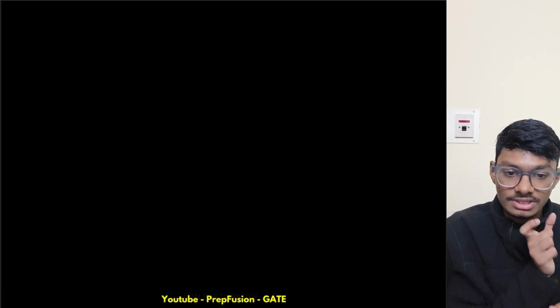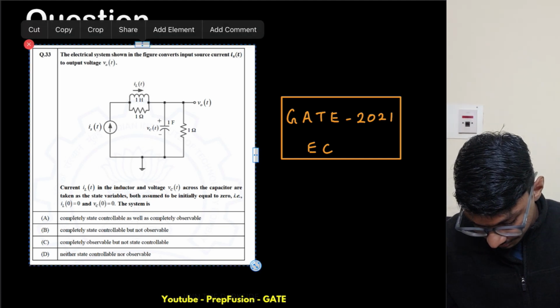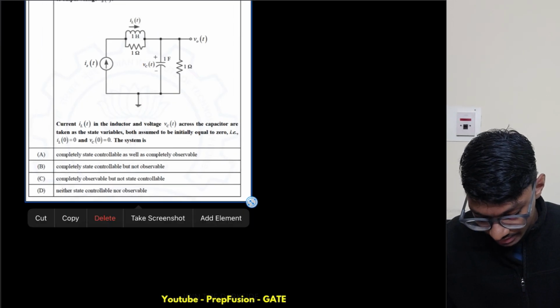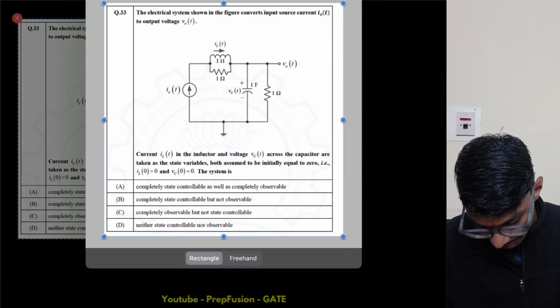Now let's solve this question. Obviously we have to write the state space representation of this one. So how to write the state space representation? Basically I will copy the circuit here. Now you will see how to write the state space representation in a very fast manner.